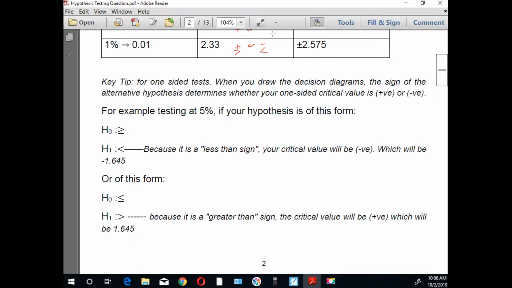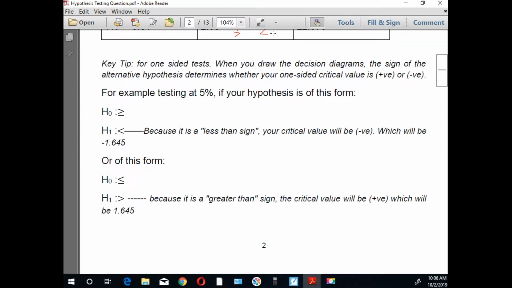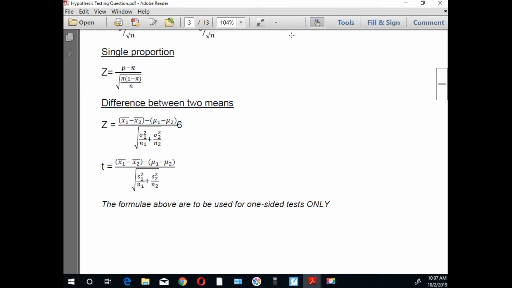So this is an illustration of what we're talking about. For example, if you are testing at 5% and your hypothesis is in the form like that, as you can see our alternative hypothesis is less than, so your critical value will be negative. If your alternative hypothesis is greater than, it will be positive, your critical value. So you have to just watch out for that, but it will become easy with practice.